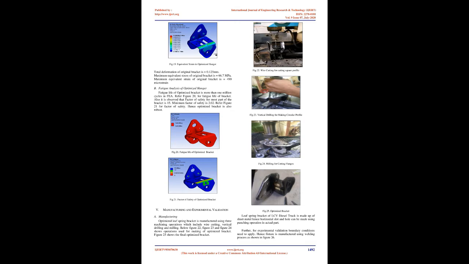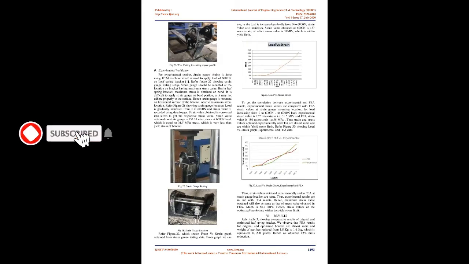A strain gauge should be mounted at the location on the bracket having the maximum stress value. But in the leaf spring bracket, maximum stress is obtained on the bend. It is difficult to apply a strain gauge on the bend portion, as it may not adhere properly to the surface. Hence the strain gauge is mounted on the horizontal surface of the bracket, near the maximum stress location. Refer to Figure 28 showing the strain gauge location.